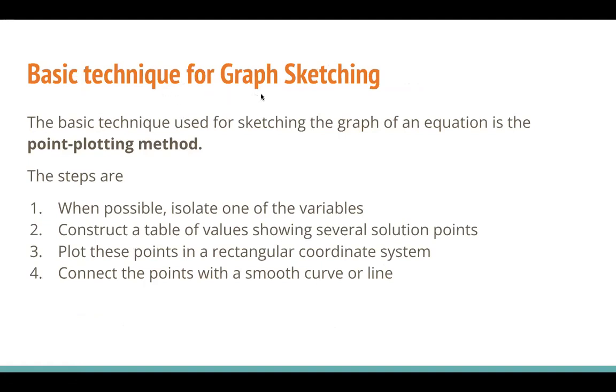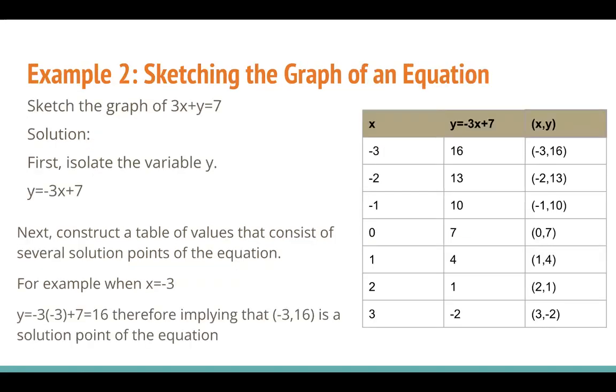Basic technique for graph sketching. The basic technique used for sketching the graph of an equation is called the point plotting method. The steps are: when possible, isolate one of the variables, construct a table of values showing several solution points, plot these points in a rectangular coordinate system, and connect the points with a smooth curve or line.